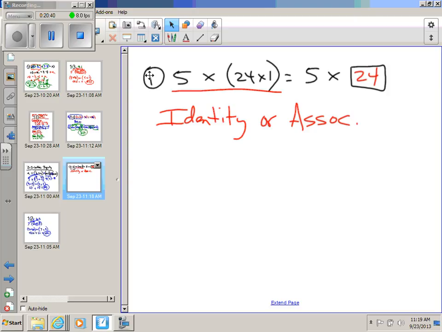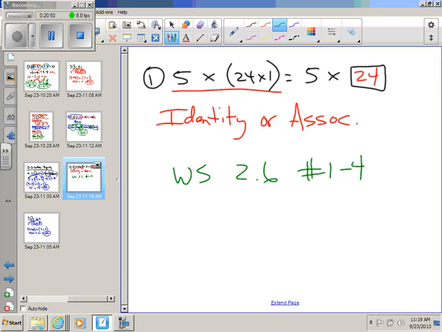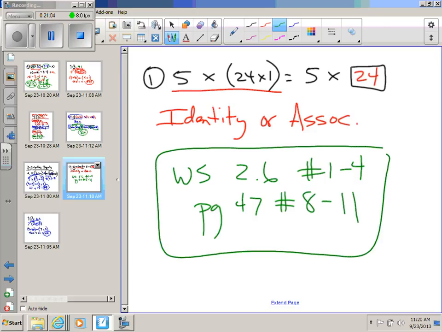I'm going to assign for you the worksheet 2-6, and that's just 1 through 4. And then also page 47, numbers 8 through 11. Okay? Now, the workload isn't heavy. It's not a lot. So you should be able to have time to focus and concentrate and get them right.